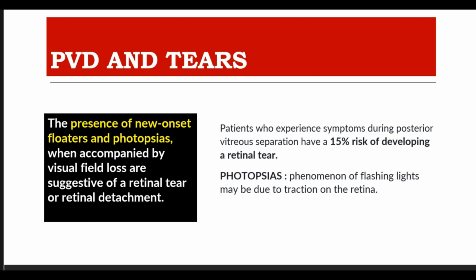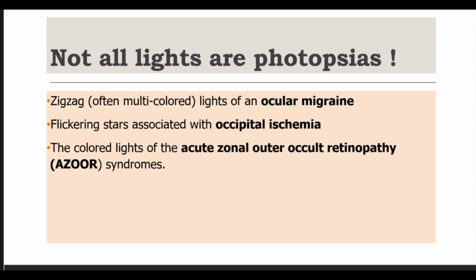Photopsia is a phenomenon of flashing light, and this occurs usually due to traction on the retina. In many patients, as the posterior vitreous detachment starts, patients are going to complain of photopsias. Now, these patients who have symptomatic posterior vitreous detachment, or PVD, should be observed closely, because such patients who have experienced symptoms with the posterior vitreous separation have about a 15% risk of developing a retinal tear, and therefore symptomatic PVD patients should be closely followed up.